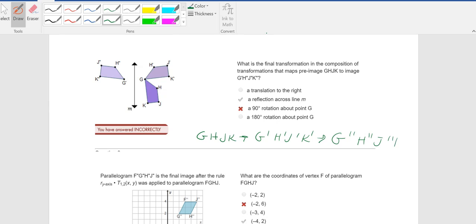Okay. So to get from the pre-image to the first image, that's a rotation. So that's the first transformation. They want to know what the last one is. To get from the second image to the final image, that would be a reflection across M. A reflection across M. So that's the second one that takes place.